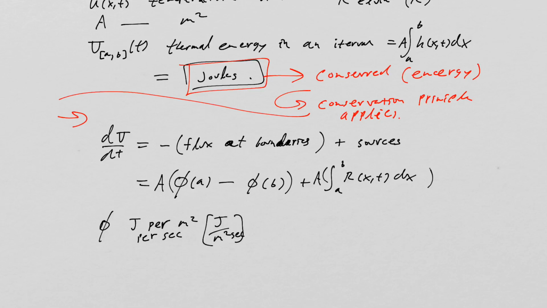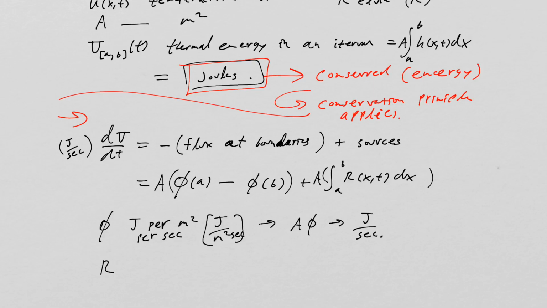Per second, okay? So that means that A times phi is going to be joules per second. Good, we want to have that. And that makes the units work out because the units of du dt are joules over seconds. Same thing with R.